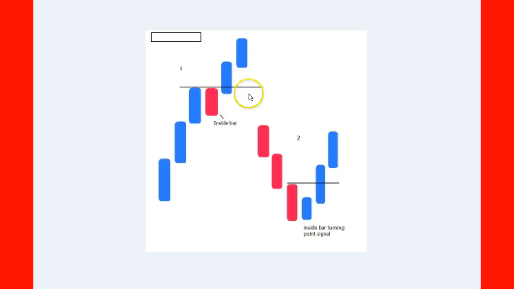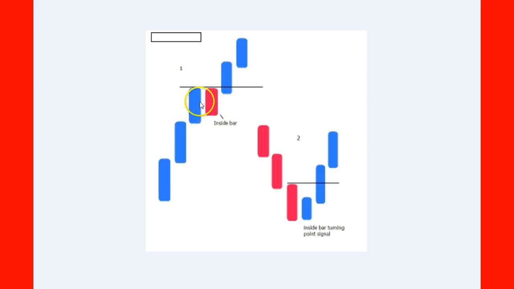So this example right here is an inside bar. We just use the body, we don't use the wicks of the candles. The previous bar's body is larger and overtakes the current bar's body. So here's one right here. This would be a continuation pattern.